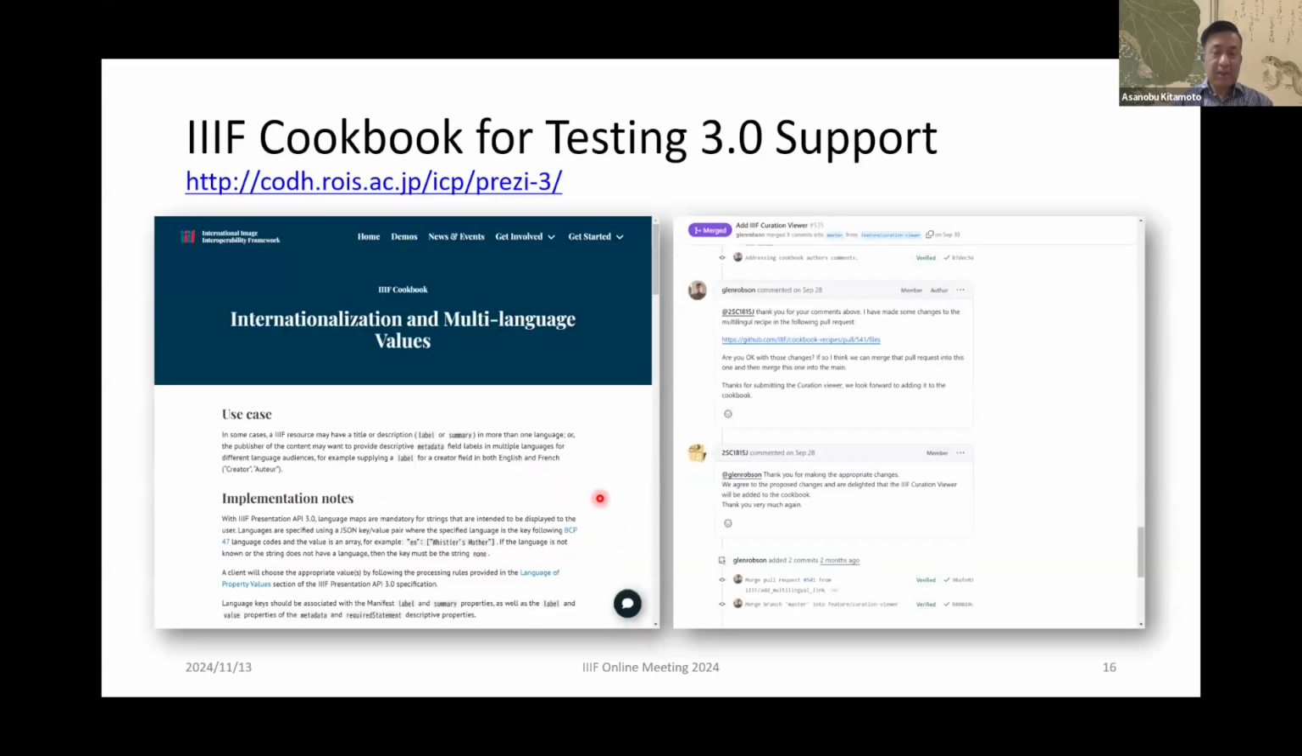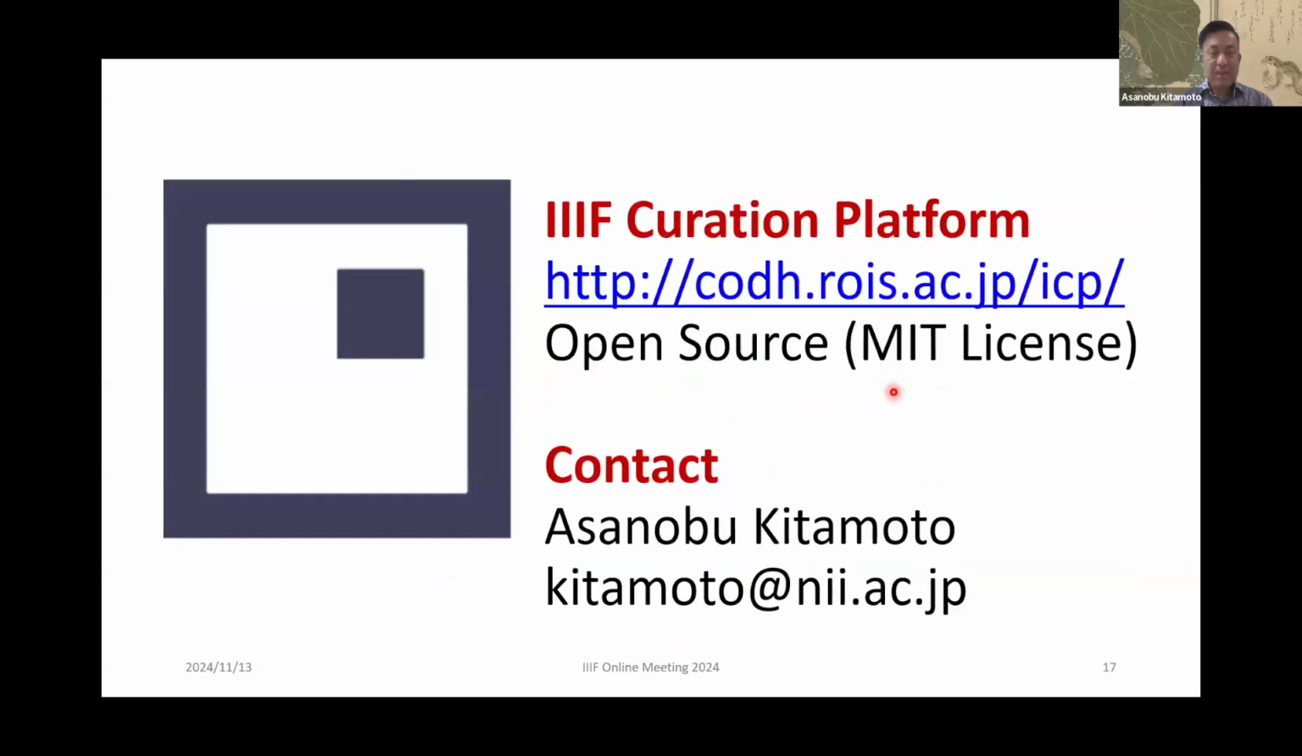During the development of the 3.0 support, we relied on the IIIF Cookbook. The IIIF Cookbook provides a number of good reference testing sites for 3.0. We tested against the IIIF Cookbook, and we also discussed a lot with IIIF staff, especially Glenn Robson, to make sure that our support is really correct. We had a very good discussion on GitHub. So thank you very much.